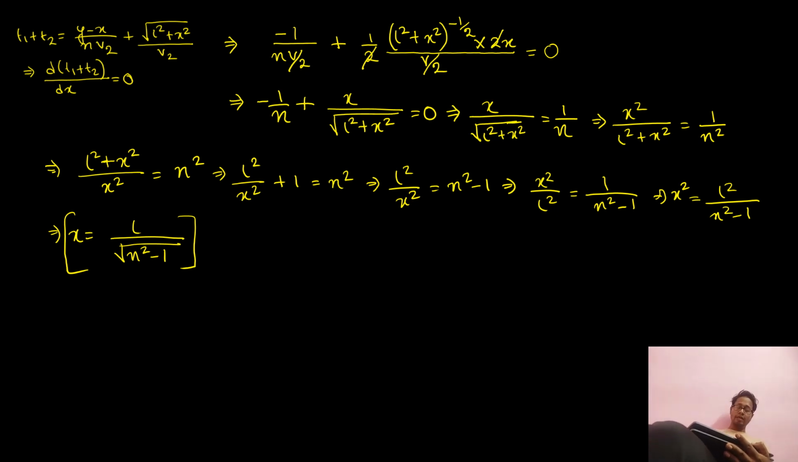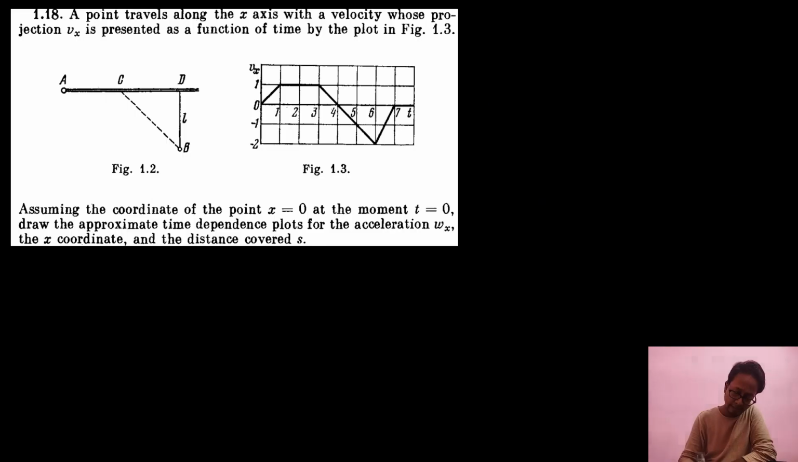From here, this is purely mathematics. In this entire slide, we did full mathematics. There is nothing of physics out there. Let's read the question. A point travels along an x-axis with a velocity whose projection is presented as a function of time. So this is a vt graph. Assuming the coordinate of the point x is equal to 0 at t is equal to 0, draw the approximate time plots for acceleration and distance covered. So we have to draw the at curve and the st curve.